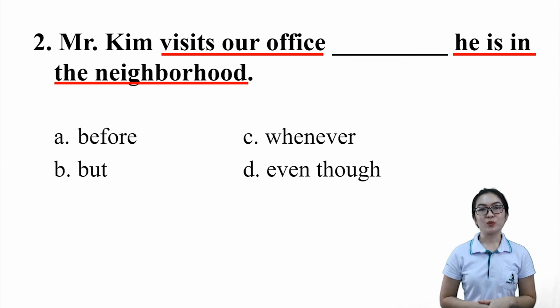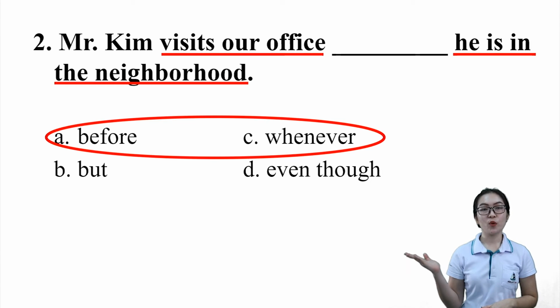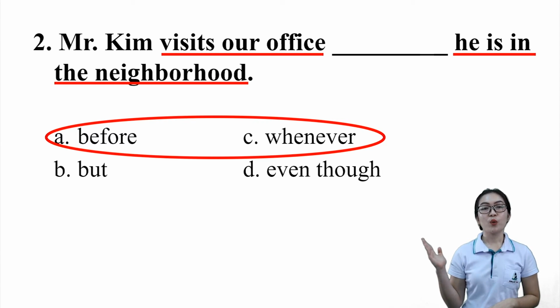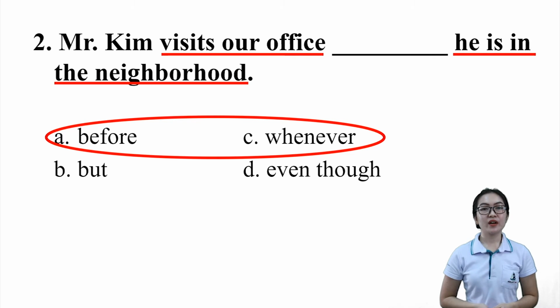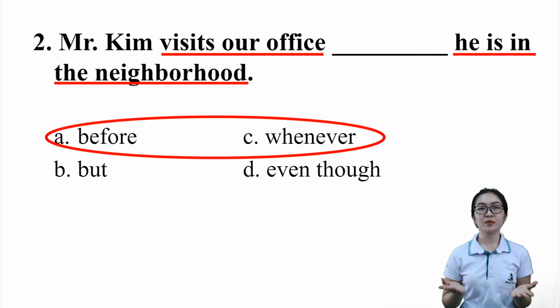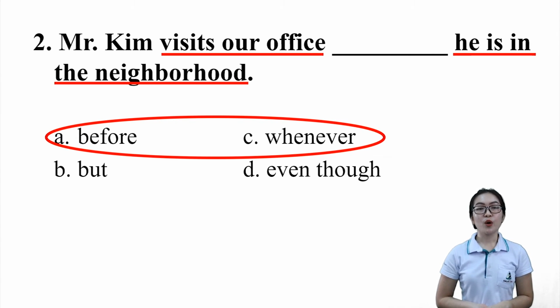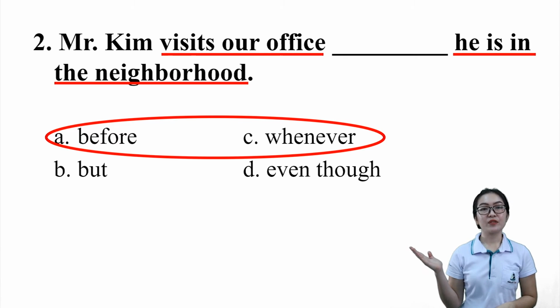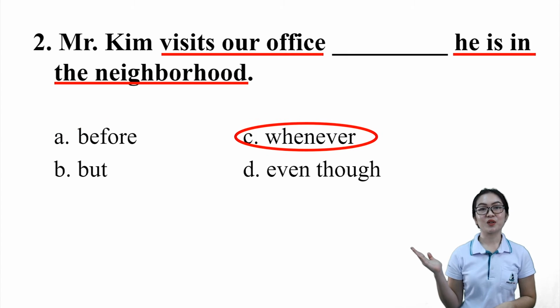That leaves us with time conjunctions before and whenever. With before, it signifies a specific time. The tenses of the verbs visits and is are just possibilities, which means the time is uncertain. We use whenever if the time is uncertain. Clearly, letter C is the correct answer.